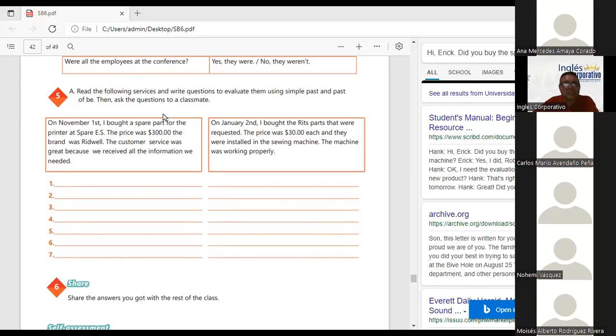When did you buy it? When did you purchase support for the printer? Support for the printer? The purchase was made on November 1st. What's the meaning of support, Delmi Guadalupe? I use. Okay. What word did you want to put? What word were you looking for? Parts of the printer. Okay. When did you purchase the part for the printer? Very good. Very good.